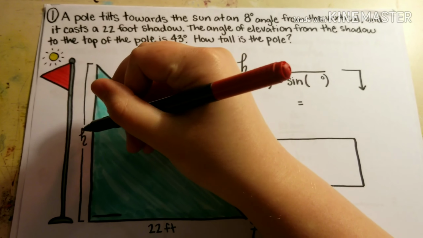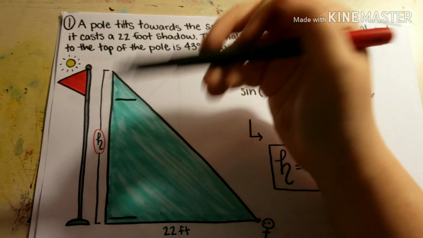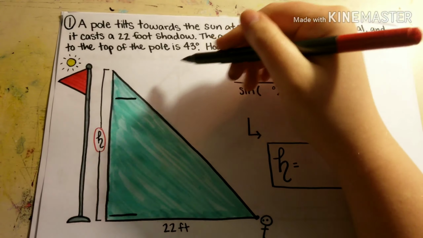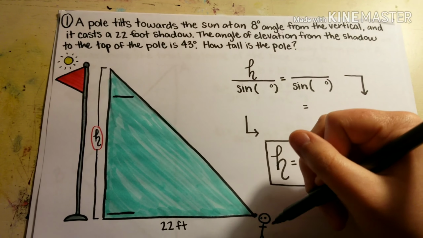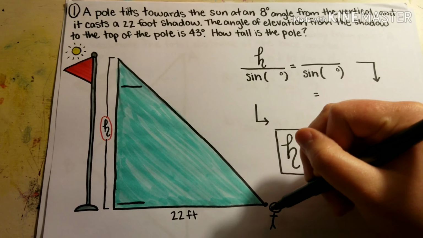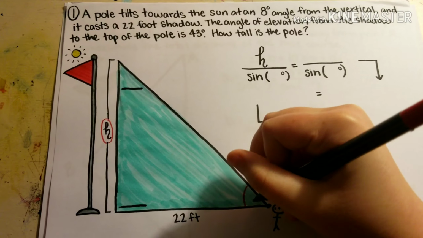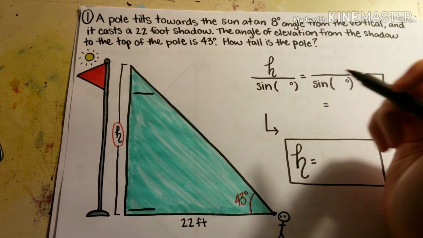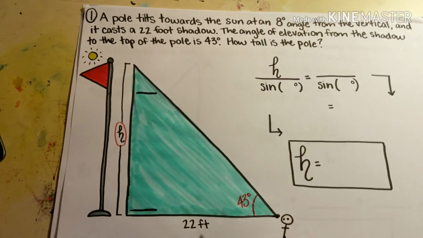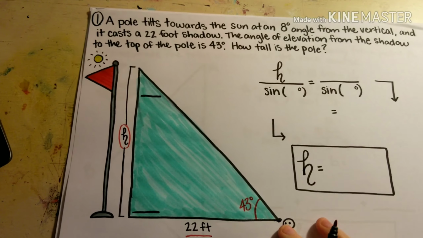So we're trying to find h, which is the height of this pole, which will be this side of our triangle. It gives us two angles to work with. It gives us the angle of elevation, which is if you were at eye level down here, that would be this angle looking up, and that angle is 43 degrees. And then down here, it casts a 22-foot shadow, so that's already written in right there.